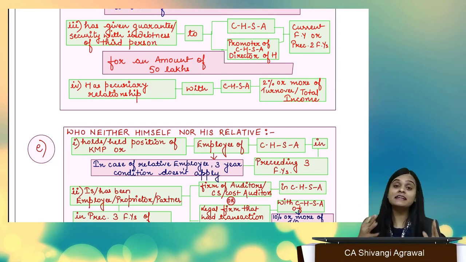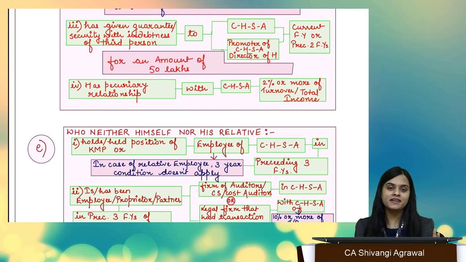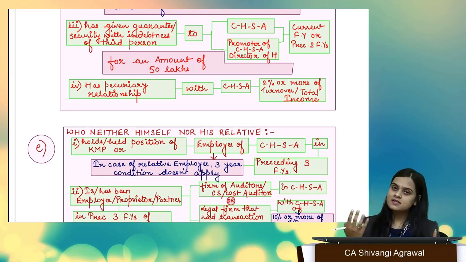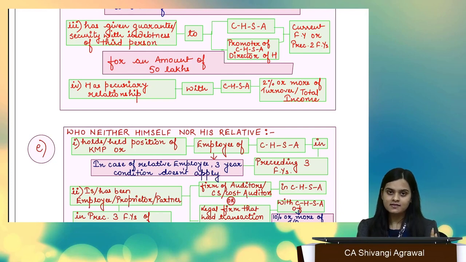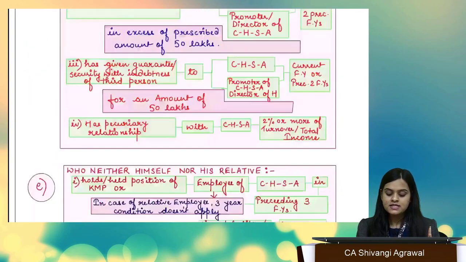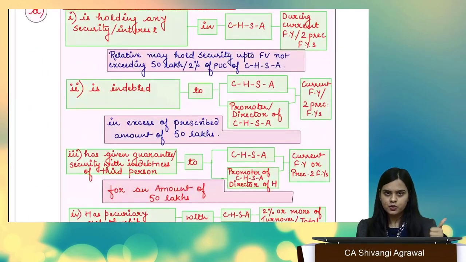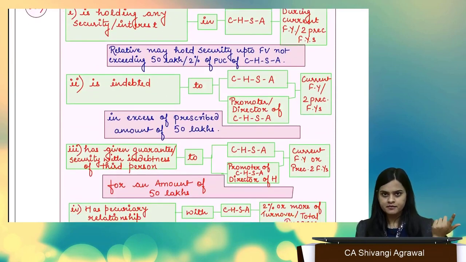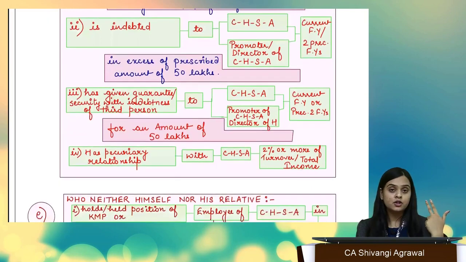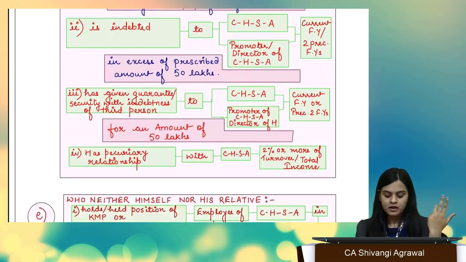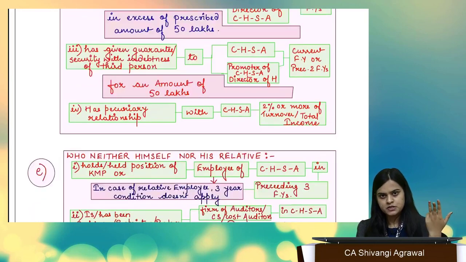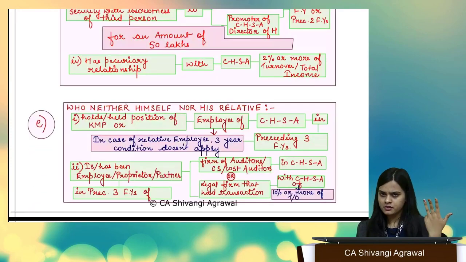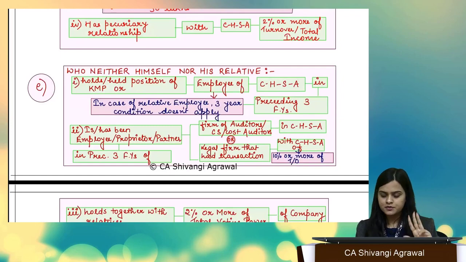We have done a detailed discussion on all these points. So now I think you are well placed to quickly recall this, and this is learnt by you. Okay, so clause D was for relatives, 4 points: not holding security, 50 lakh or 2% paid up capital; not indebted in excess of 50 lakhs; not guarantee for 50 lakhs or more; no pecuniary relationship, 2% or more of turnover or total income. So these are the 4 points for relative.